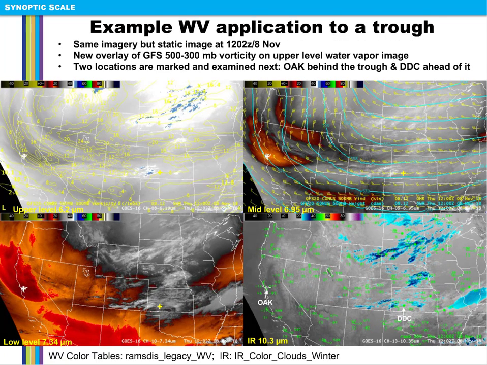This is the same 4-panel, but we've stopped the loop near 12 UTC and added a GFS analysis of 500 to 300 millibar vorticity on top of the upper level water vapor image.